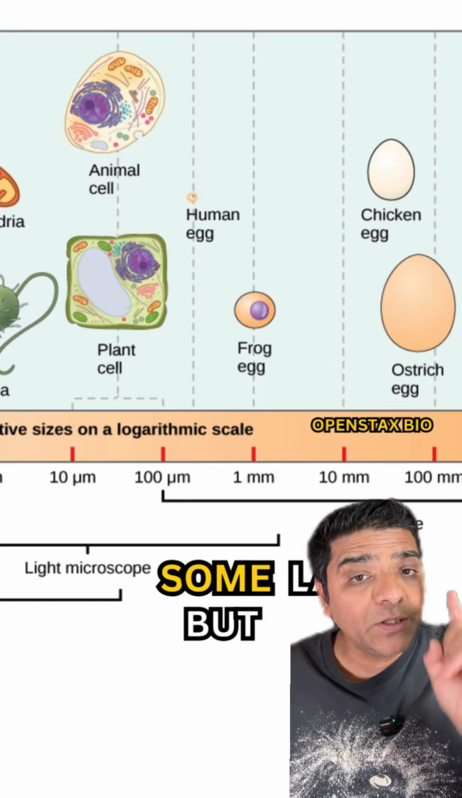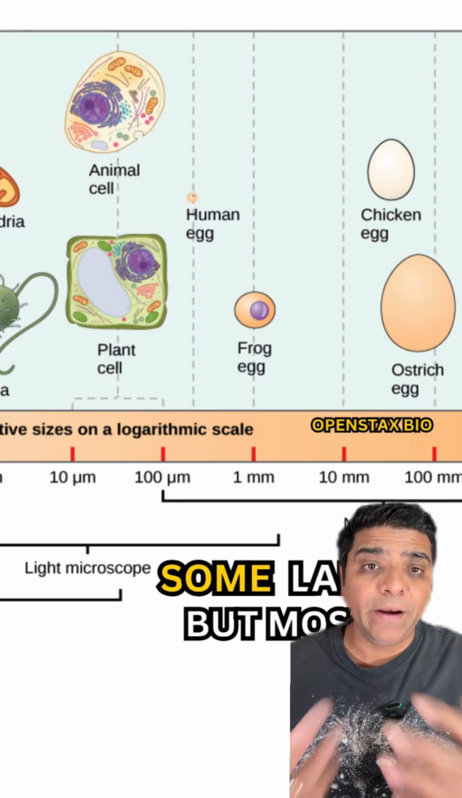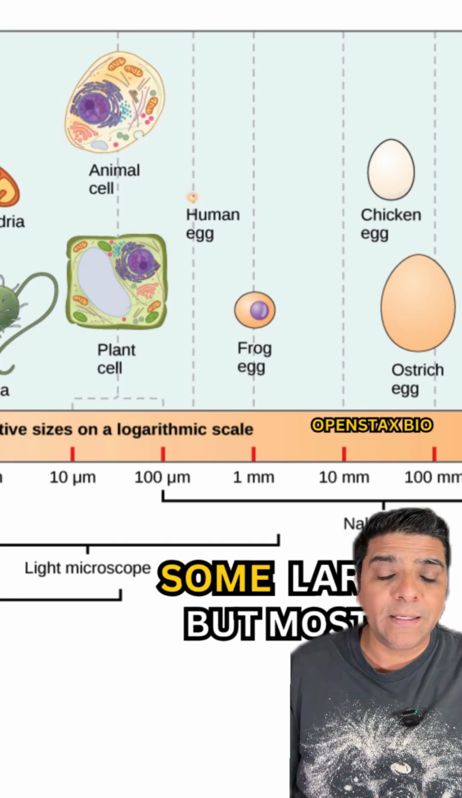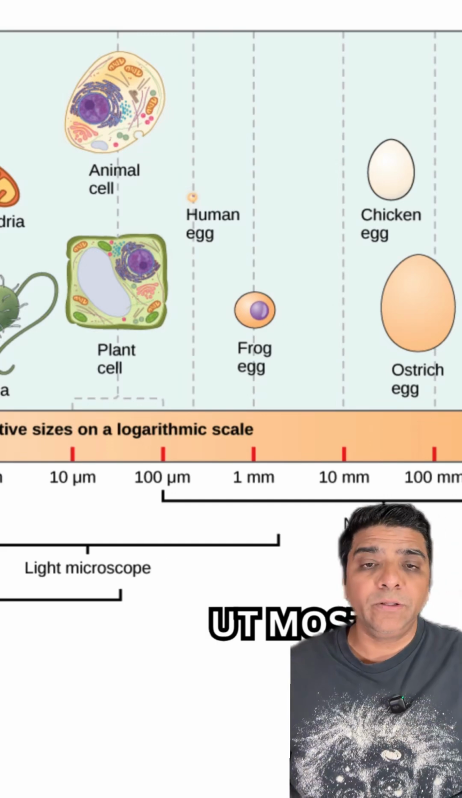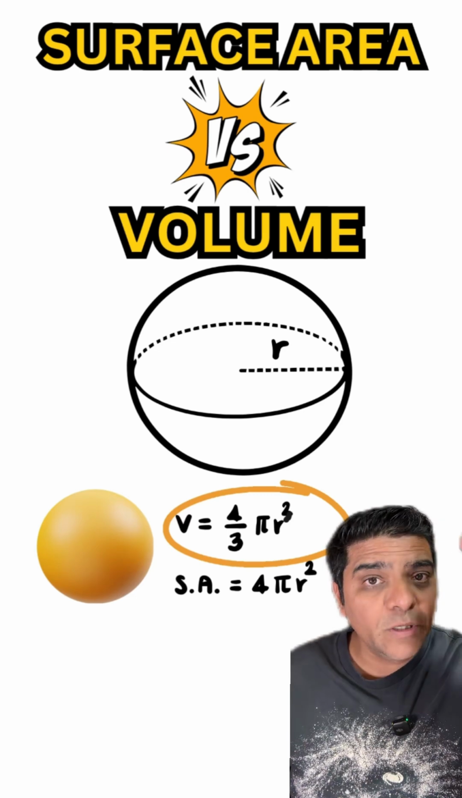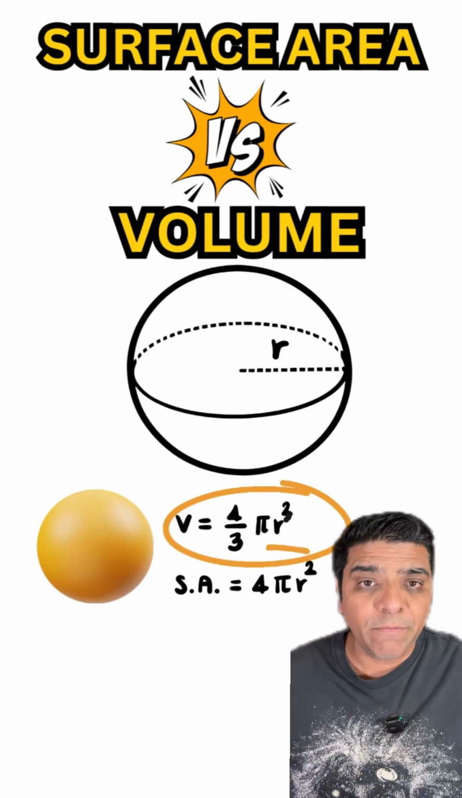Now, admittedly, there are some cells that are exceptions that are very large, like the ostrich egg and the chicken egg, but most cells, animal and plant cells, are very small, 10 to 30 microns in diameter. Now let's take a look at why that's the case, which is surface versus volume.